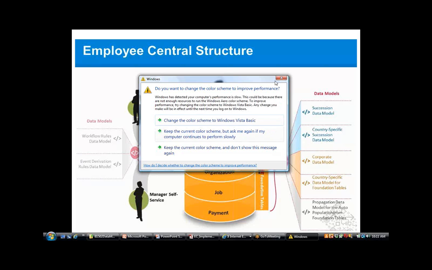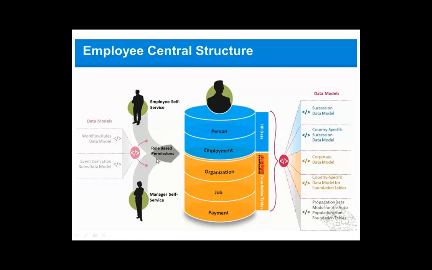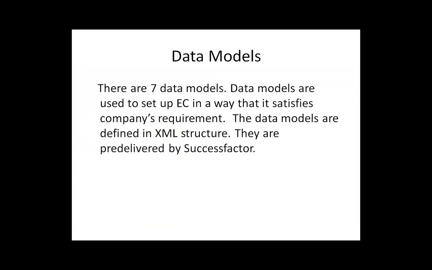Let's close that. So the data models define the structure for the HR data and the foundation tables. There are 7 data models. They are set up in such a way that Employee Central satisfies the company's requirement. So basically it defines the org structure, the personal and employment information, and a structure for the employee. And they come in a predefined package.